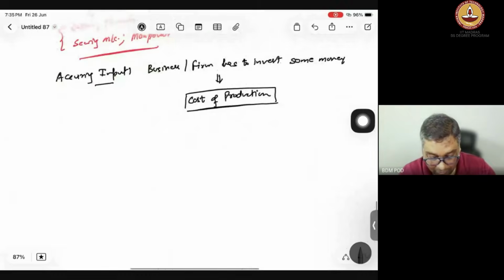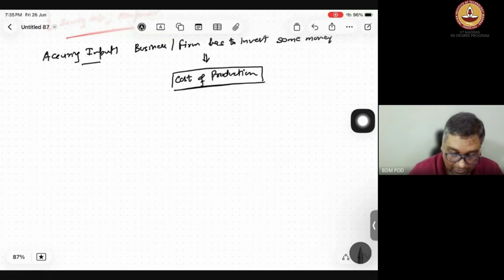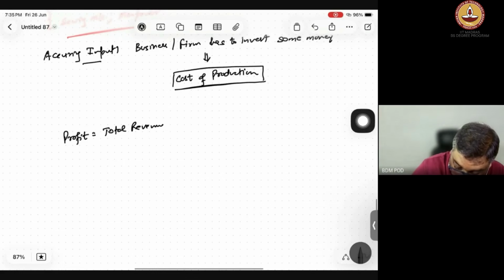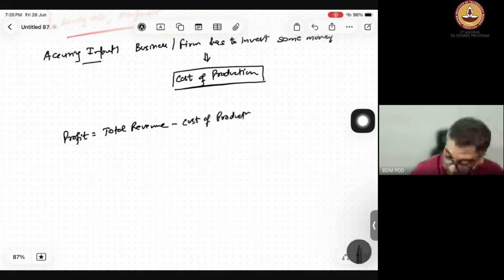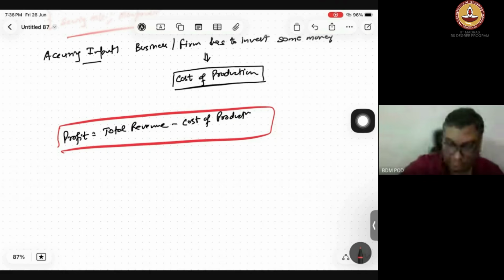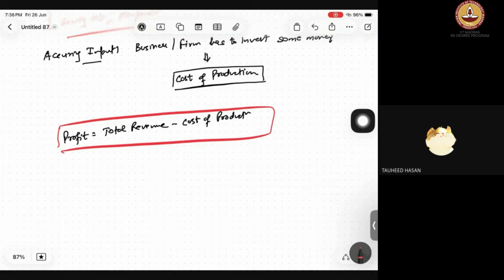Okay, so now you understand the cost of production, you understand the different factors involved. So now coming to the definition of profit. Profit is equal to total revenue minus your cost of production, right? So this is called your profit.